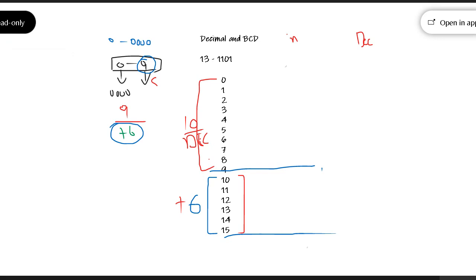Okay. Can you see the board? Can you see the whiteboard? Yes, sir.